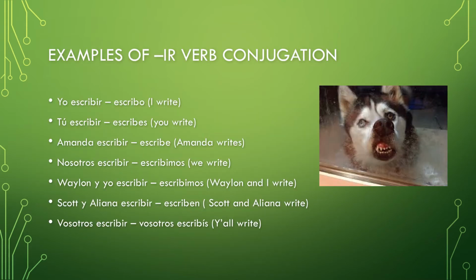Let's just pick one verb for IR verb conjugation practice. Let's do escribir, means to write. So yo escribo, tu escribes. Amanda would be like one person, escribe. Nosotros escribimos. Waylon y yo escribimos, that's the same ending. Scotty y Aliana escriben. And back to if you do one of vosotros, vosotros escribís. So pretty easy.